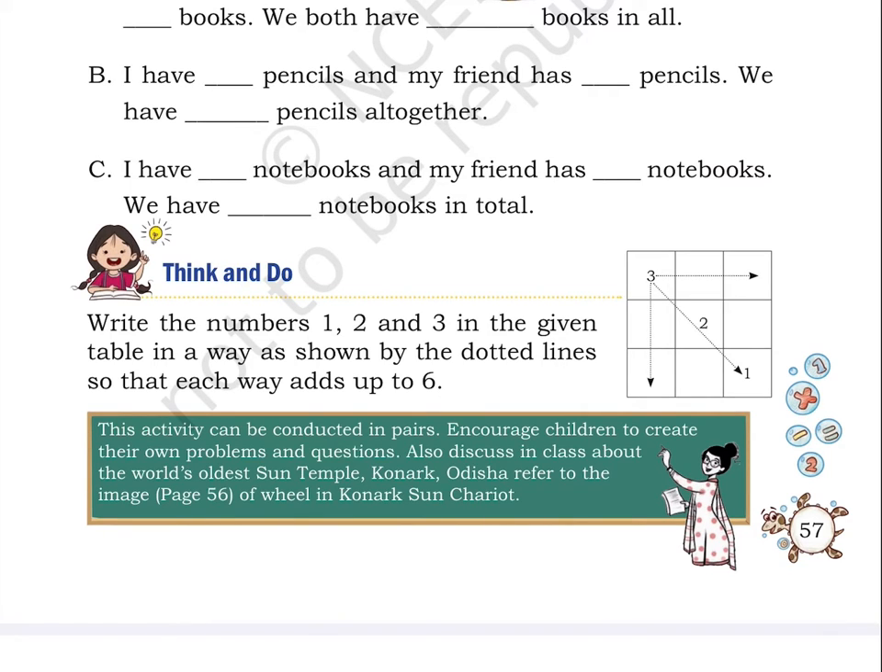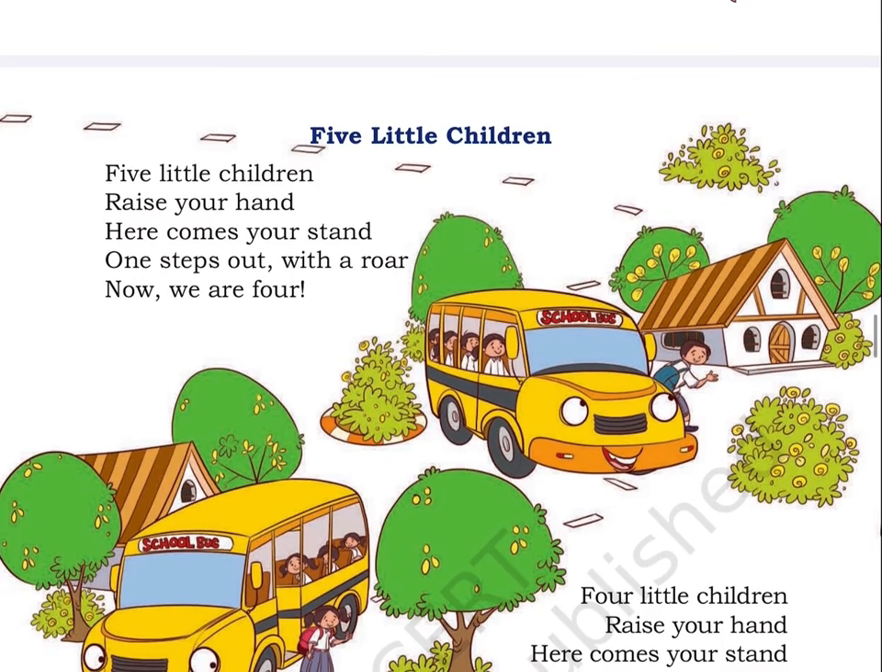Page number 58. 5 little children. 5 little children, raise your hand. Here comes your stand. One steps out with a roar. Now we are 4. 4 little children, raise your hand. Here comes your stand. One steps out near a tree.